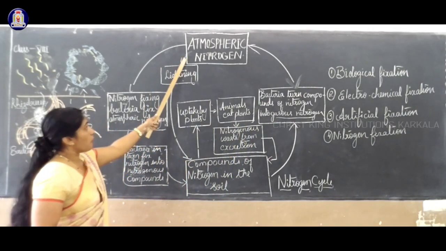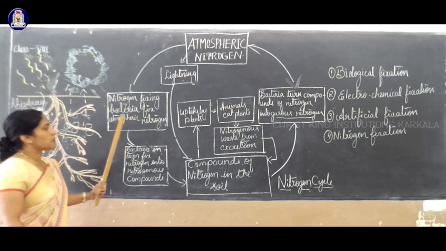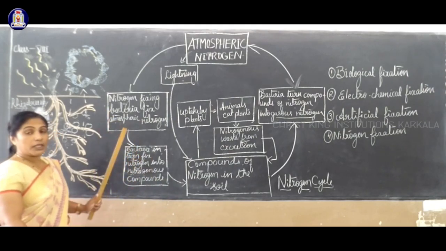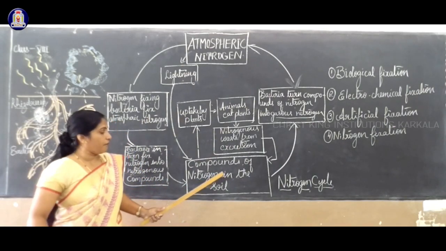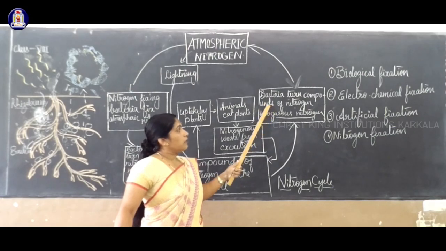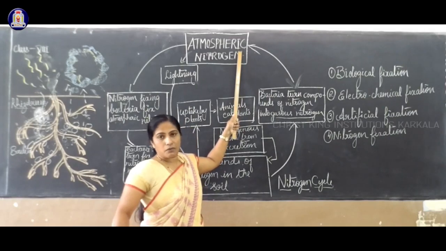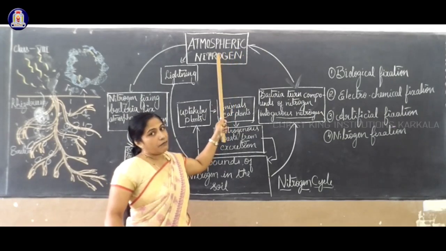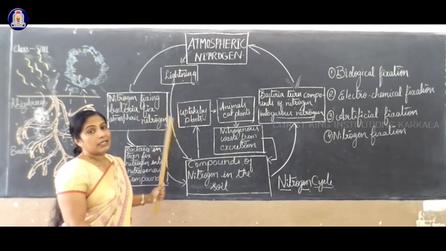Again I repeat, nitrogen-fixing bacteria fix atmospheric nitrogen. Again bacteria turn the fixed nitrogen into a nitrogenous compound, and then again it turns into compounds of nitrogen in the soil. Again the bacteria convert the nitrogen into gaseous form. This gaseous nitrogen will be released to the atmosphere. So why is it in the form of a cyclic process? The reason is it will be continuous as long as life exists.